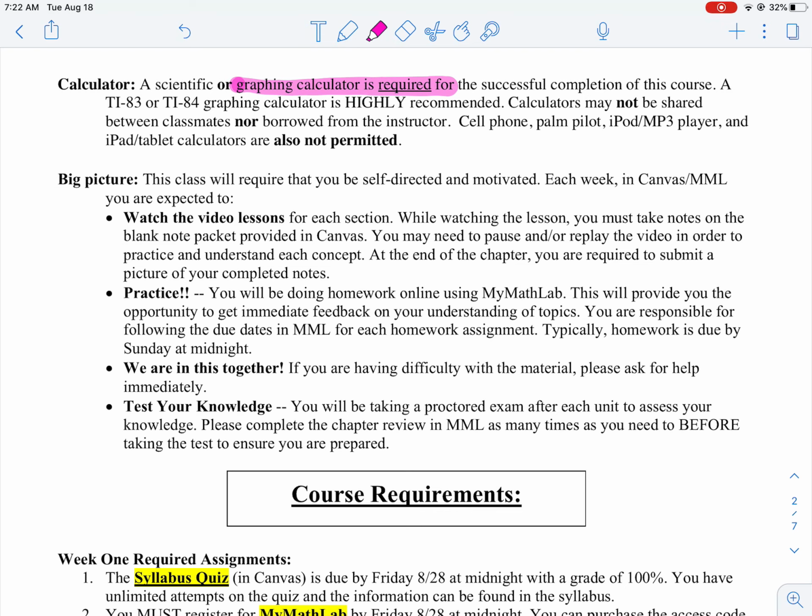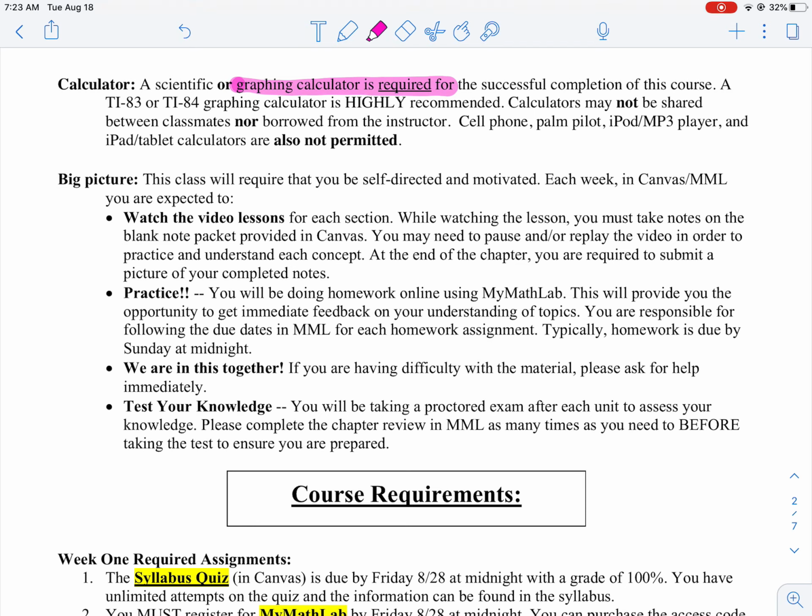The calculator that I'm going to use and show you examples on is a TI-83 or an 84. If you have something else besides a TI-83 or 84, then you need to make sure that you know how to use it. I don't. I am only comfortable and have only been trained on the TI-84 and 83. So make sure you get one of those if you can.